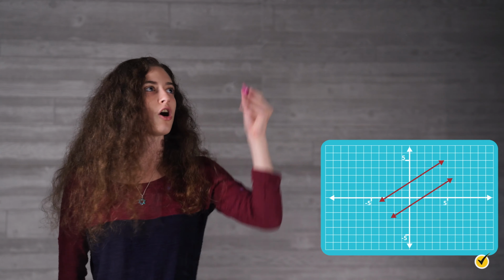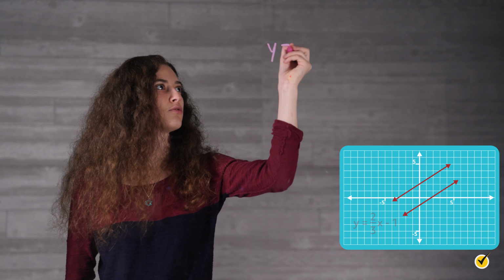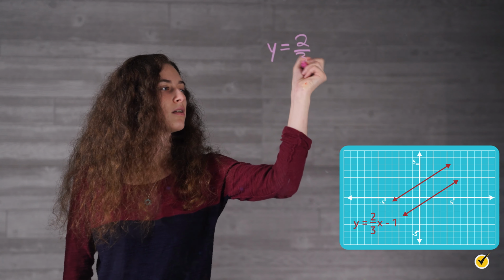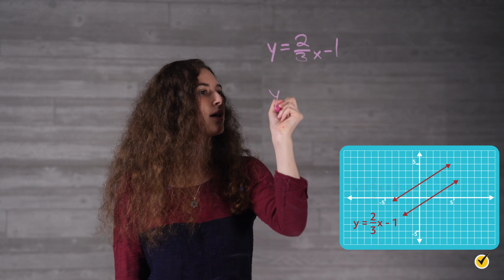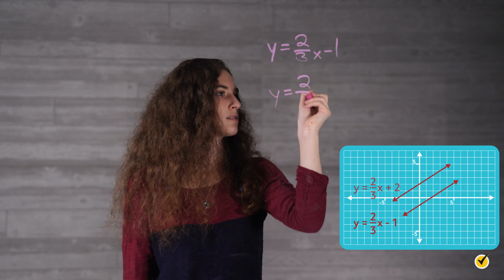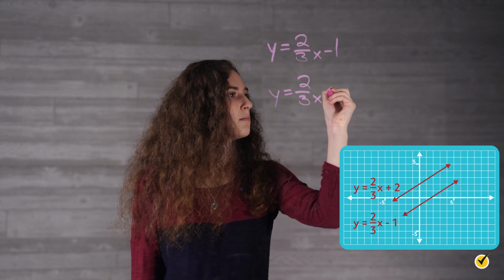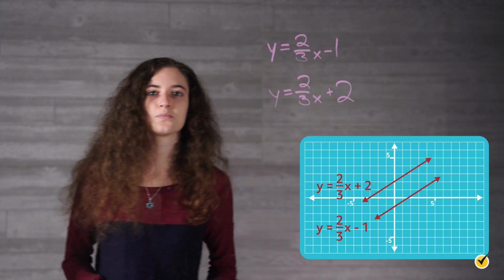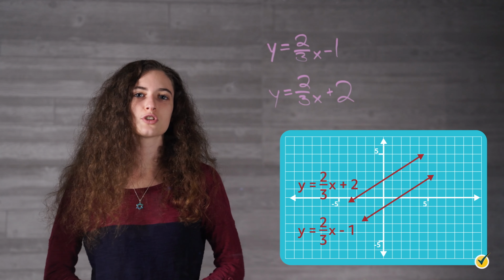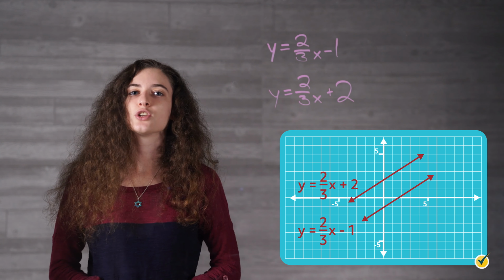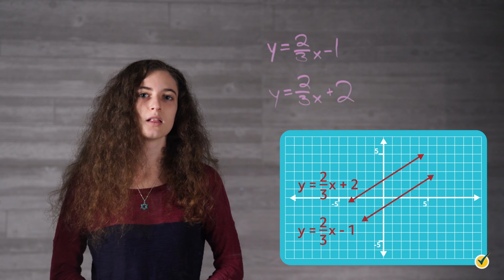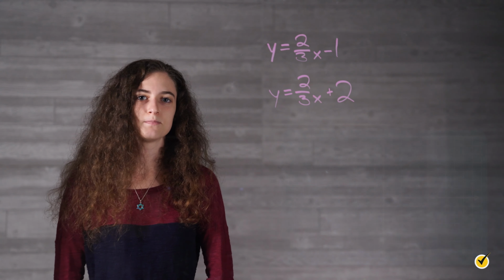The equations in slope-intercept form for these lines are y equals 2/3 x minus 1, and y equals 2/3 x plus 2. The slope of 2/3 is clearly identifiable in both equations. If given two equations, the lines are parallel if the slopes are the same.